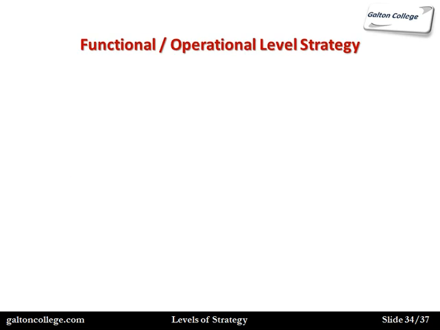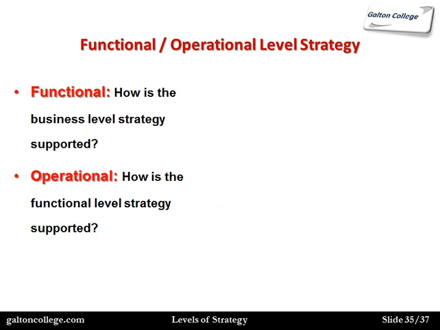Now let's talk about the functional and operational strategies. Well, functional is how the business level strategy is supported. So how is the business level strategy supported? Well, this is the functional area. This is what is internal to the business. This is how the business runs. It looks at all of the various departments within the business. And the operational is how the functional level strategies are supported.